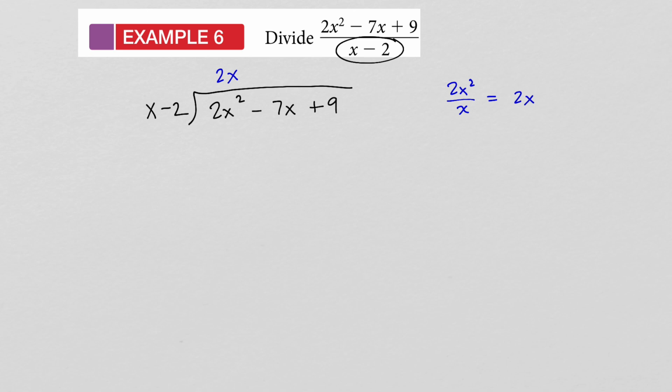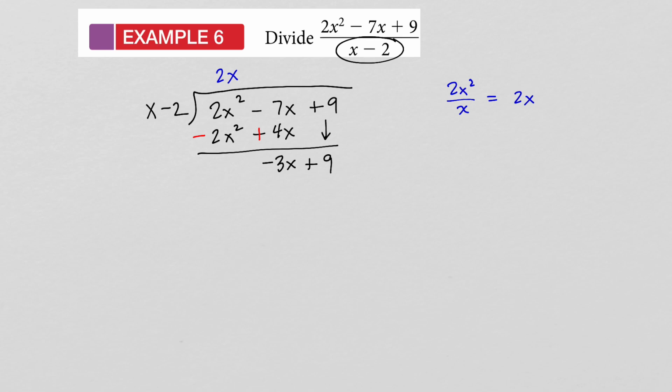Now from there, we're going to multiply 2x by x minus 2. So 2x times x is 2x squared. And 2x times negative 2 is negative 4x. Now remember what we did next. We have to subtract, which means we're going to subtract this, and we're going to subtract this, which turns that into a plus sign. If you do the subtraction, notice that these cancel out. Negative 7x plus 4x is negative 3x. And then the plus 9 is going to come down. And now we repeat the process.